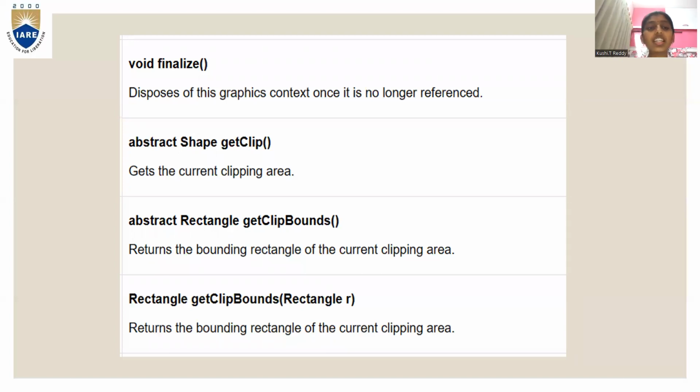Next, void finalize. This is used to dispose of the graphics context after a long period of time. Abstract Shape getClip gets the current clipping area, and abstract Rectangle getClipBounds returns the bounding rectangle of the current clipping area.